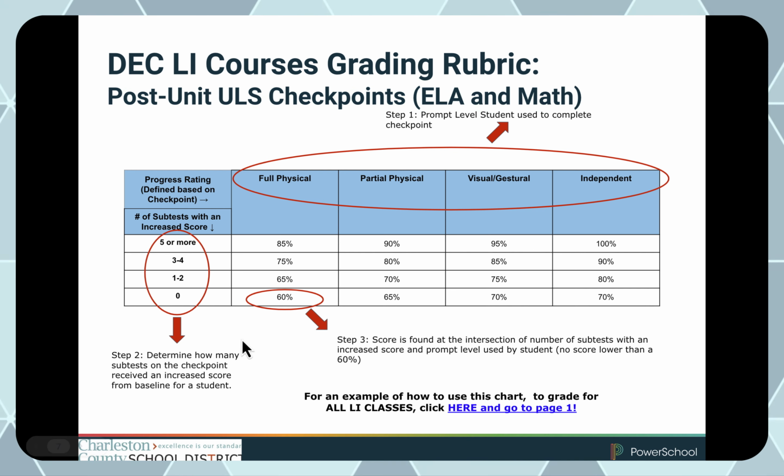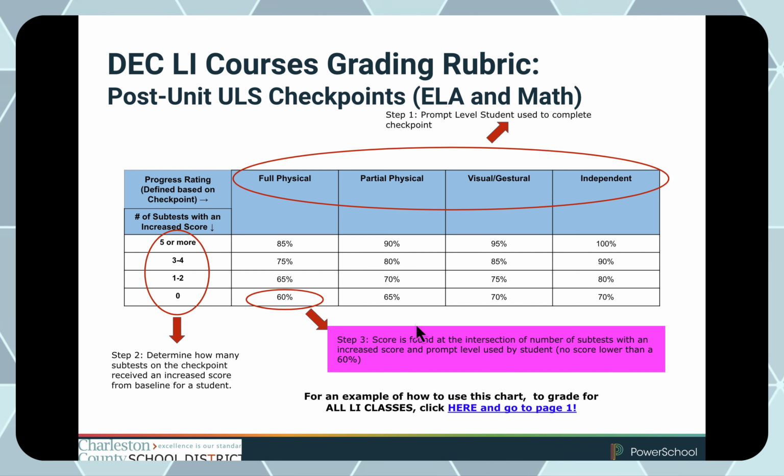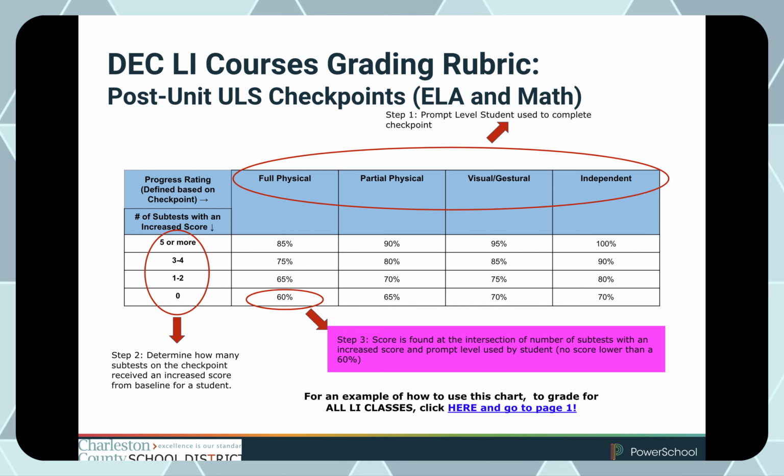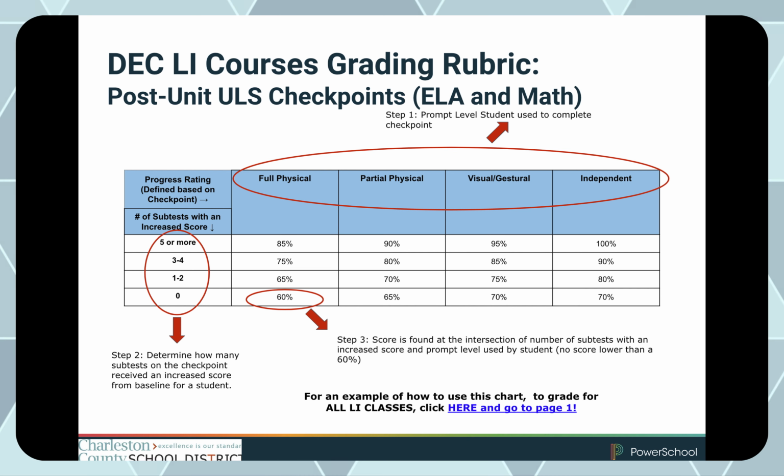Once you complete step 2, you then choose step 3. You find the score for the student that should be entered for that assignment at the intersection of the number of subtests with an increased score and the prompt level used by the student. If you look at this entire chart, you will notice that the highest grade a student can get is 100% if they were independent and increased scores and had the number of subtests with an increased score of 5 or more. And the lowest score a student can ever get is a 60%.